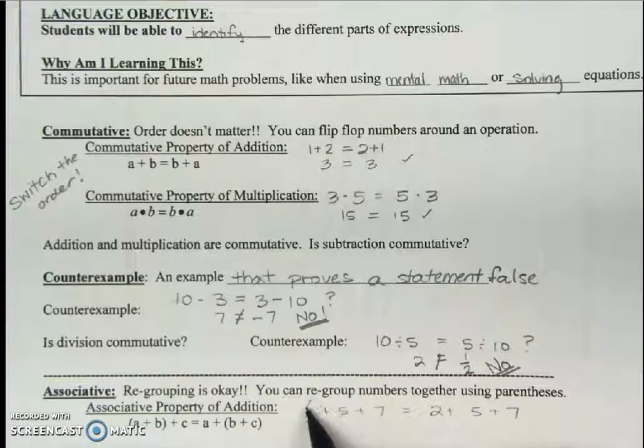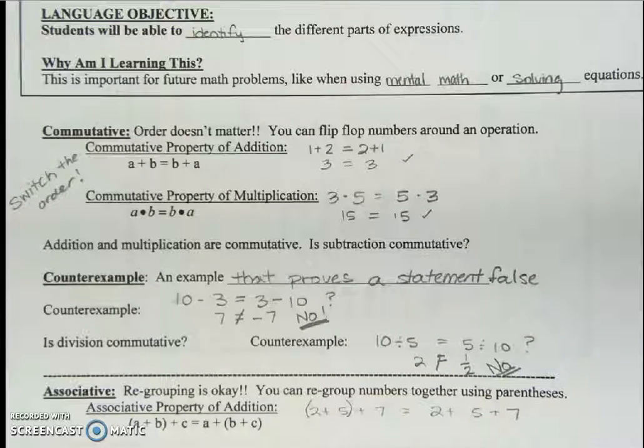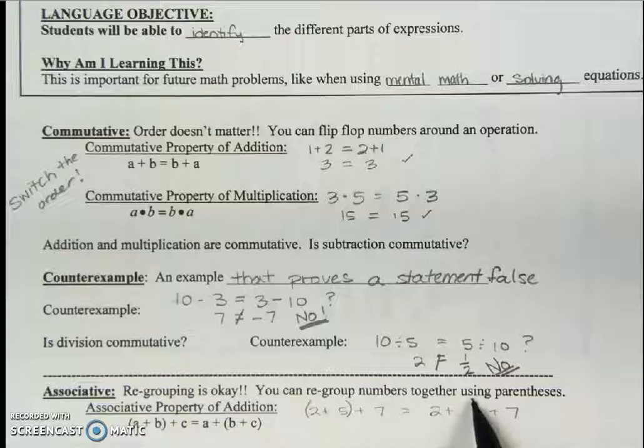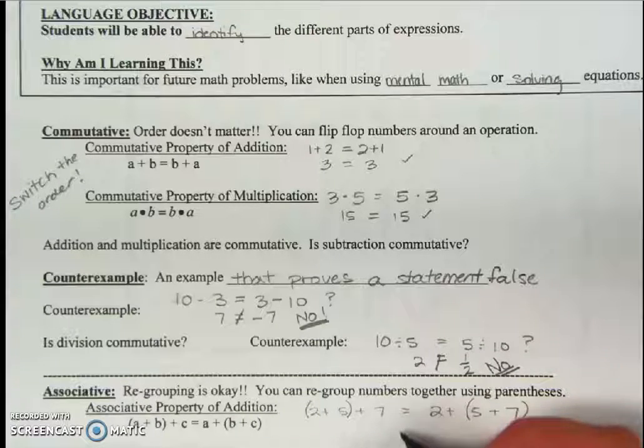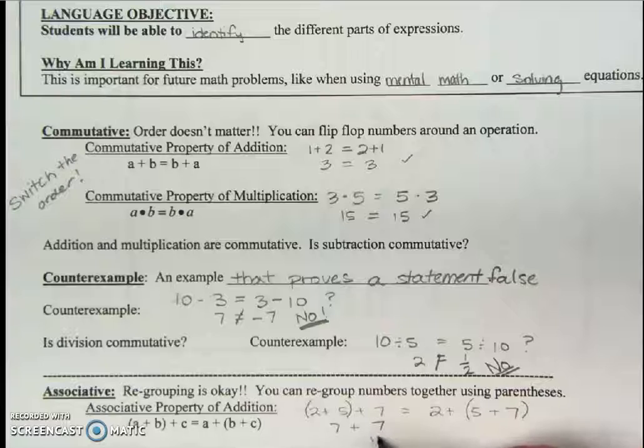So I'm going to start by grouping together 2 and 5 on this side. On this side, I'm going to group together 5 and 7. And let's see if that changes anything. 2 plus 5 is 7. Bring down the plus 7. And 7 plus 7 is 14. Let's see if that stays equal.